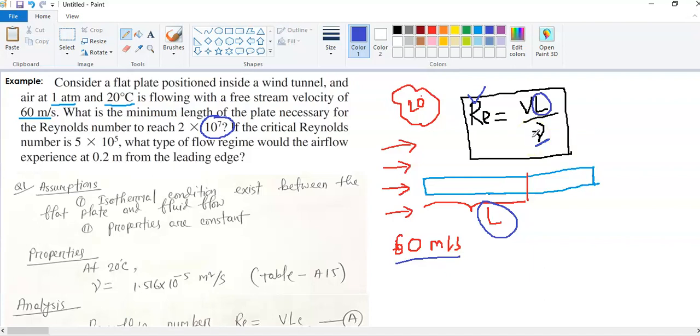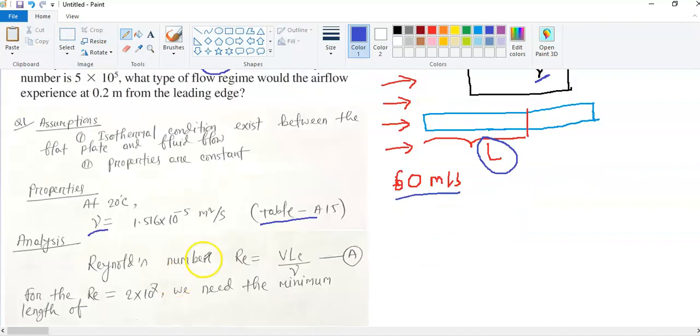So from the properties, here air is at 20 degrees centigrade, so we will calculate the properties. This is the kinematic viscosity of the air at 1 atm and 20 degrees centigrade temperature. We got it from table A15. You will get this table from your book appendix. So we got this value.